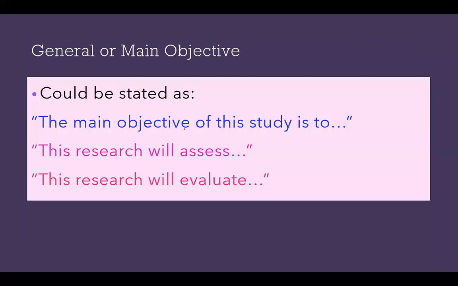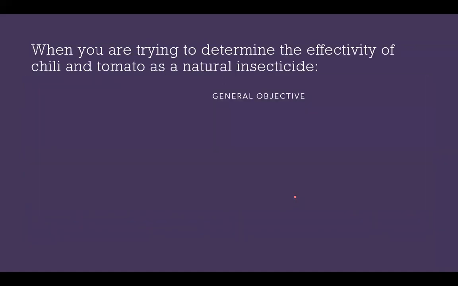Okay, so the general or main objective could start in many ways, but usually it starts in these typical ways: the main objective of the study is, the research will assess, the research will evaluate, and so on. I will hand over examples of how to write the general or main objective. So, when you are trying to determine the effectivity of chili and tomato as natural insecticide.